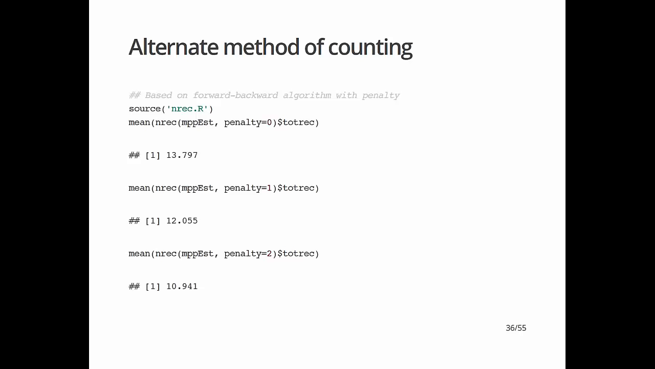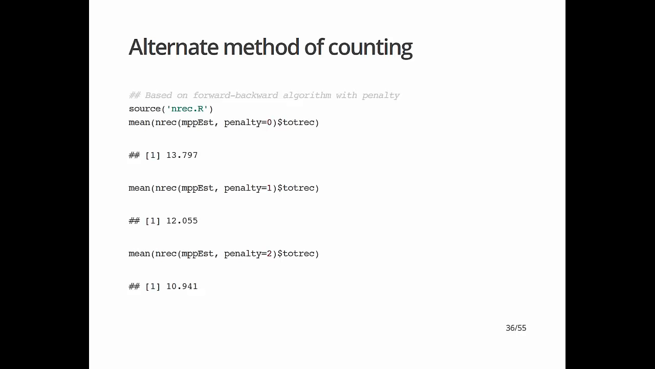There's another script in the directory called nrec.r, which is based on a slightly more sophisticated algorithm, a forward-backwards algorithm, which allows for a penalty for switching. And you can see that depending on what the penalty is, you actually get different values for that average number of recombination events. So if you have no penalty, you get 13.8, which is actually a little bit higher than what we had before. If you increase the penalty to 2, you get 10.9, which is a little bit lower. I'm still playing with this at the moment, honestly, to determine what the best penalty is. I'm not sure there's an obvious answer.